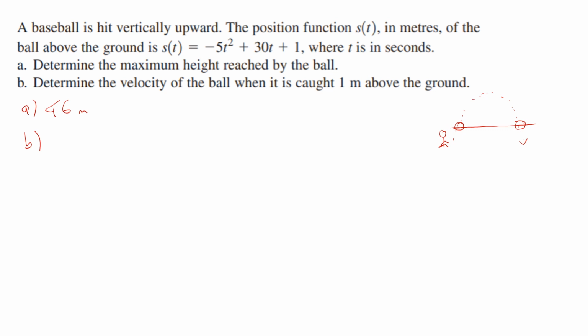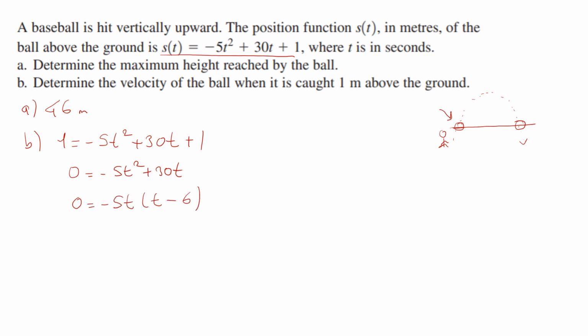In order to find that, I can set my position function equal to 1 meter to see at what times my ball is 1 meter above the ground. So that will be 1 equaling negative 5t squared plus 30t plus 1. Send that 1 to the other side, and I get 0 equaling negative 5t squared plus 30t. Now I can take out 5t, so instead I took out negative 5t. From here I can set these two factors equal to 0 separately, so I end up with negative 5t equaling 0. Divide each side by negative 5, so t equals 0.